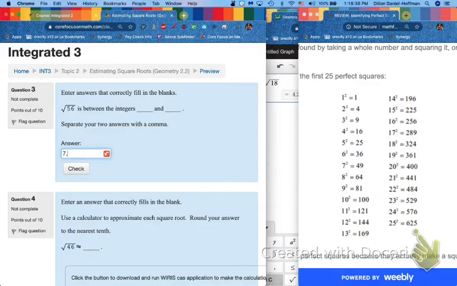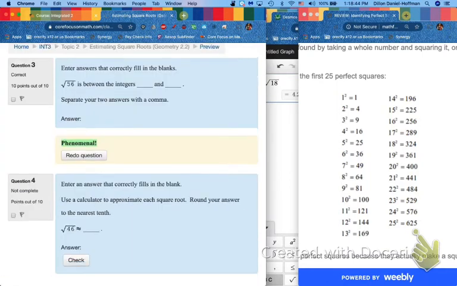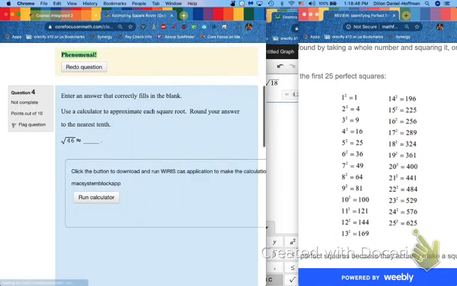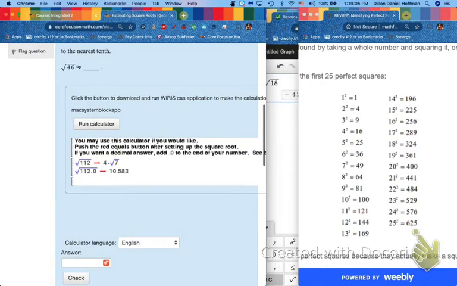And pause this video if you need more time with this perfect square chart, because I am going to close it, at least go to my calculator, because now I'm in a situation where it says use a calculator to approximate each square root. Round your answer to the nearest tenth. We're going to be rounding. Also notice this super weird calculator thing that comes up. This confuses everybody. Don't worry about this. Ignore it. Just keep scrolling down to where you see our regular old answer blank right there.